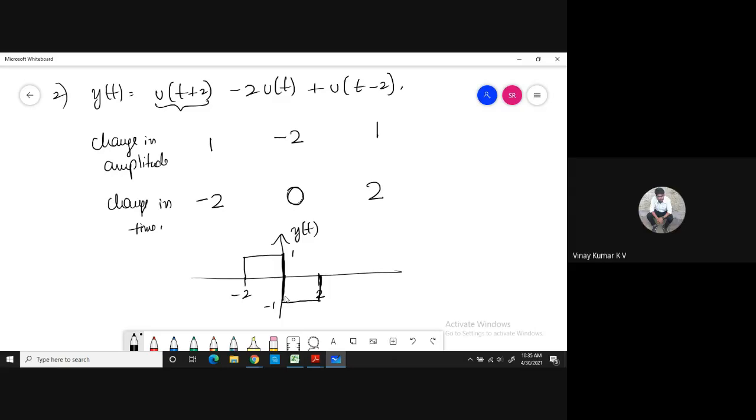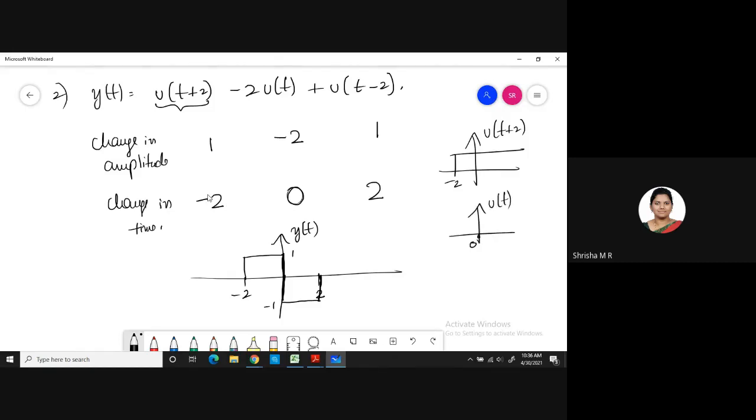Ma'am, repeat, ma'am. You want me to repeat? Yeah. So whenever you have only unit steps like this, you have to write like this: change in amplitude, change in time. First write the amplitude of these signals. It is 1 for this function. For this function it's 2, minus 2 amplitude. For this function it is 1 again. So write the amplitudes first in change in amplitude, and change in time you write here. What is the time instant at which u of t plus 2 occurs? It will start from minus 2. Write that time here. Whereas u of t starts from 0.